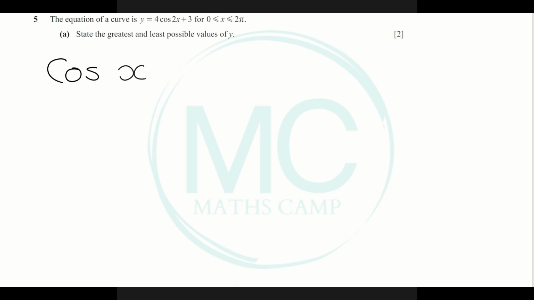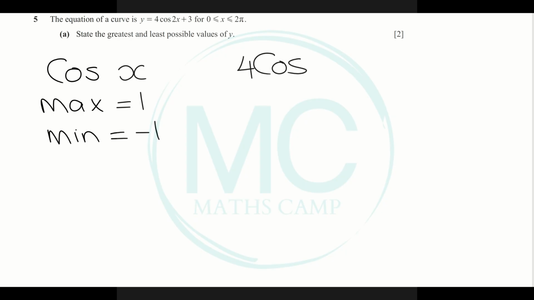Cos x has a maximum turning point when y is 1, and the minimum turning point is negative 1. Now let's look at the graph of 4 cos 2x plus 3. The value of a and the value of q affect the y coordinates of every point. In terms of transformation, to find the y coordinates, we take the y coordinate of a basic cosine graph, multiply by 4, and add 3.